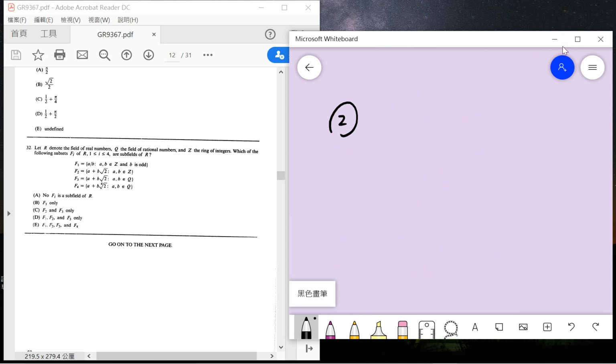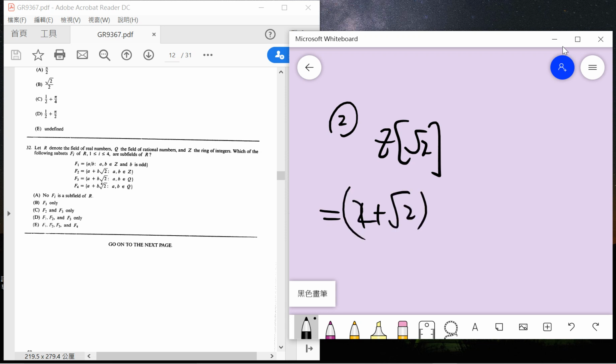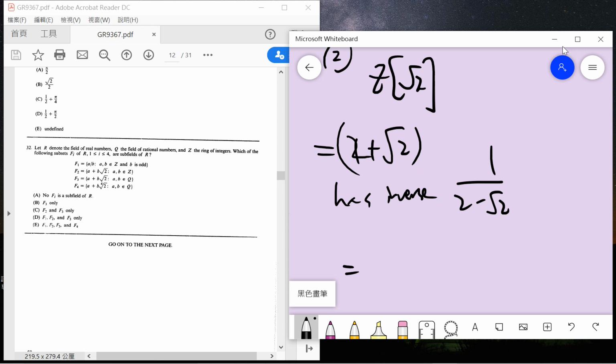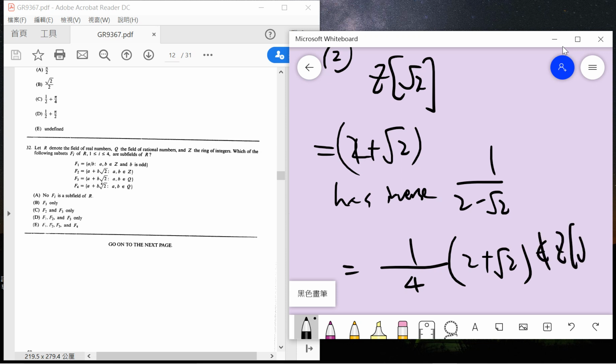F2 is Z adjoined square root of 2. Then basically this is also not a field, because 2 plus square root of 2 has inverse 2 minus square root of 2 divided by 4, but this is not in Z adjoined square root of 2. So F2 is not a field.